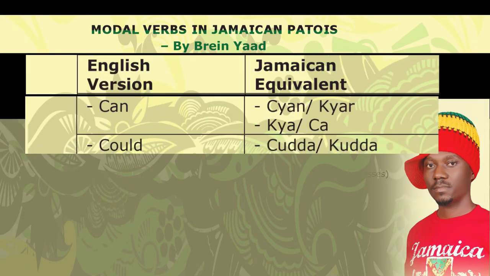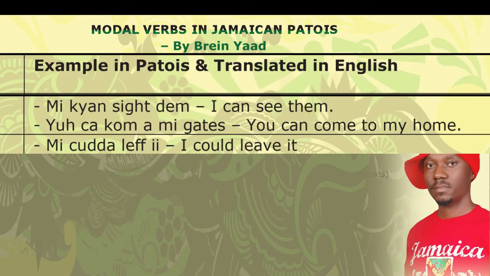Alright, we go to the modal verb could. How do you say could in Jamaican? You simply say coulda. Under example, we have me coulda left it, meaning I could leave it. Me coulda left it, I could leave it.